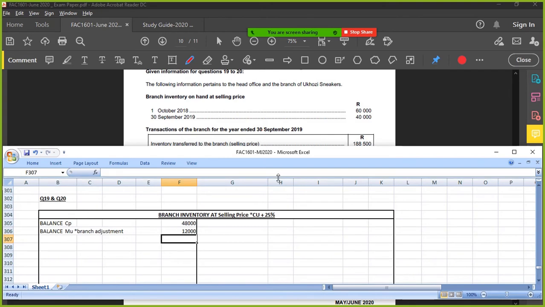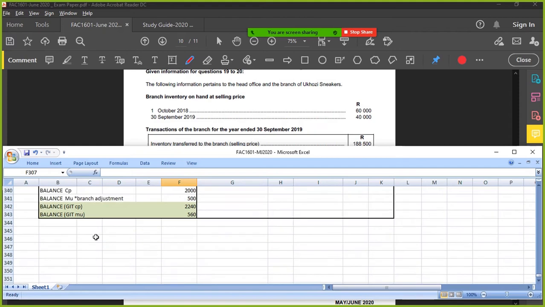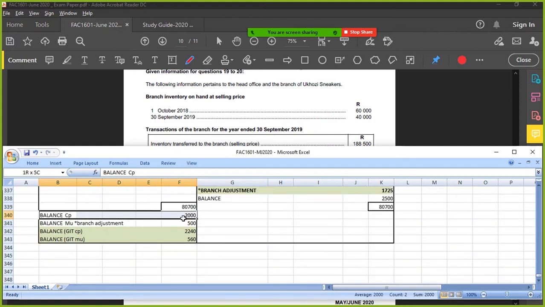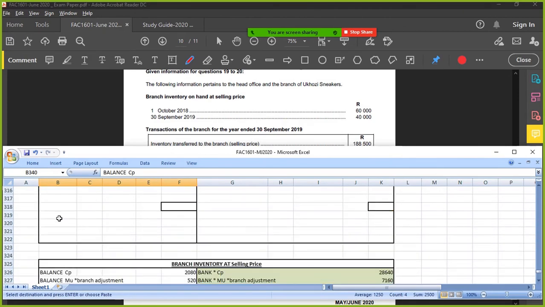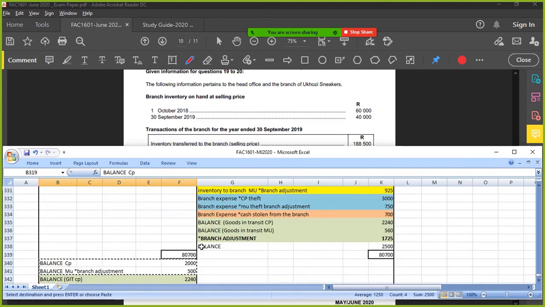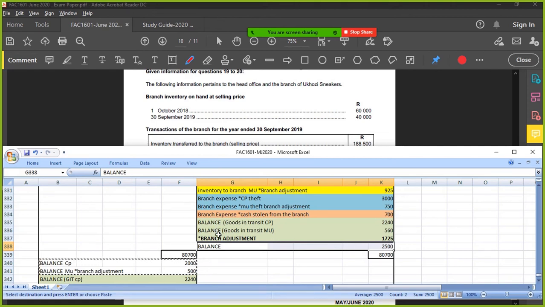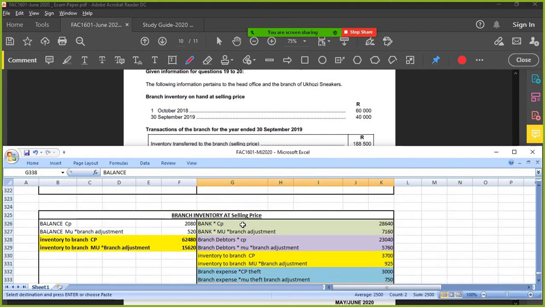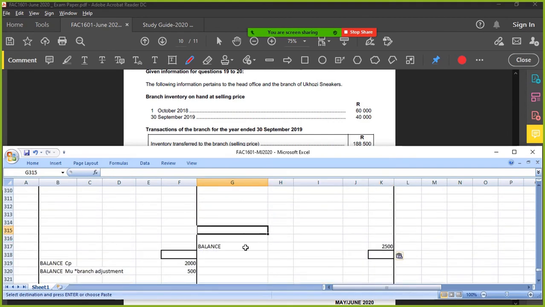We've got the closing stock as well. The balance. Yes, that was the right balance. So let's work out the balance. I've got 40 here.